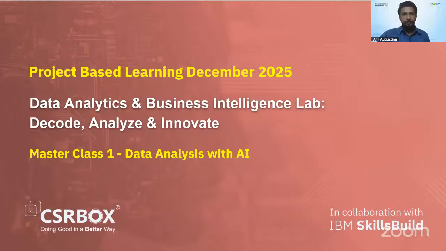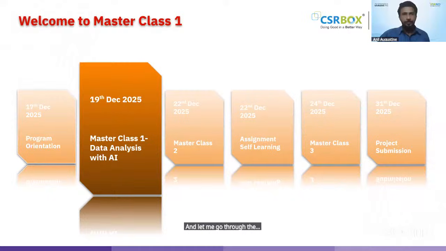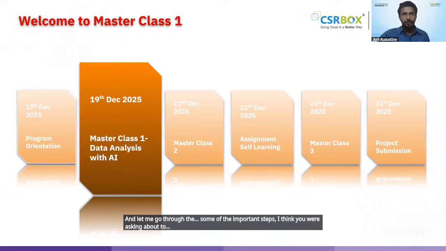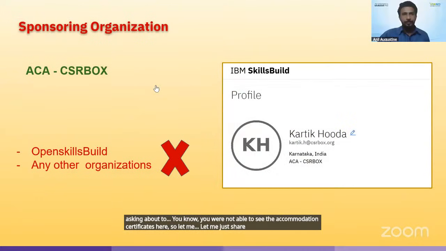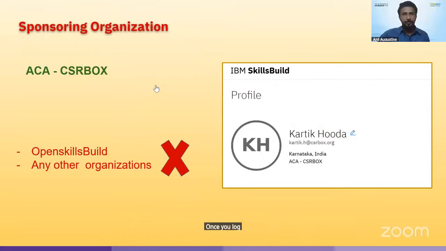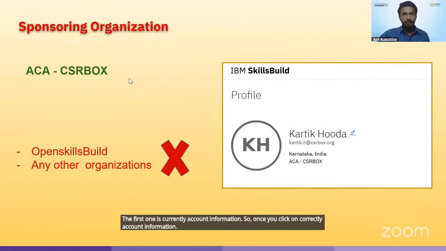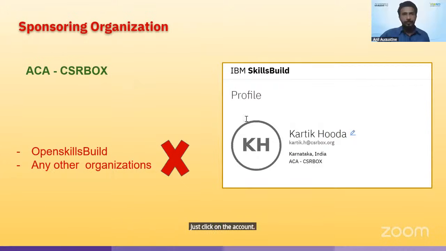Let me go through some of the important steps. I think you were asking about not being able to see the completion certificates here. So let me just share my screen. This is the home page of your assignment or your registration link. Once you log into this platform, you can see the first one is Coursera account information. Once you click on that, just click on the Coursera account. Now here you need to go to Coursera.